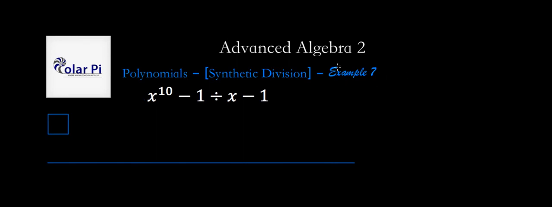Hey guys, welcome. So example 7 here, and the actual division is pretty straightforward, but the reason I'm showing it to you is because I want to show you how to generalize this. Let's get started. What we're going to do is take this here, x minus 1, and set it equal to 0. When we do, we get x equals 1, which we put in the box.